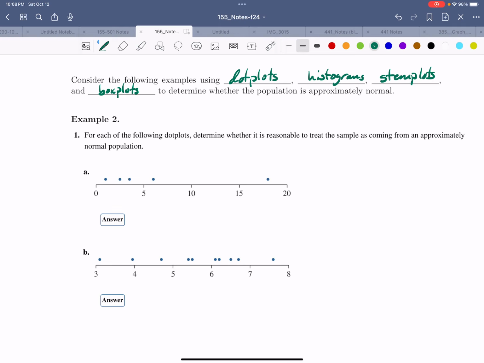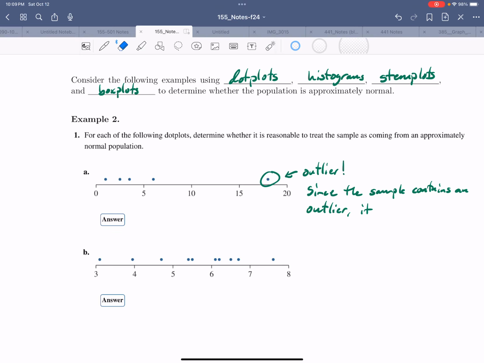Determine whether it's reasonable to treat the sample as coming from an approximately normal population. Yeah, this guy is an outlier. So we'll say, since the sample contains an outlier, let's not say likely or unlikely, I should say it comes from a non-normal population.